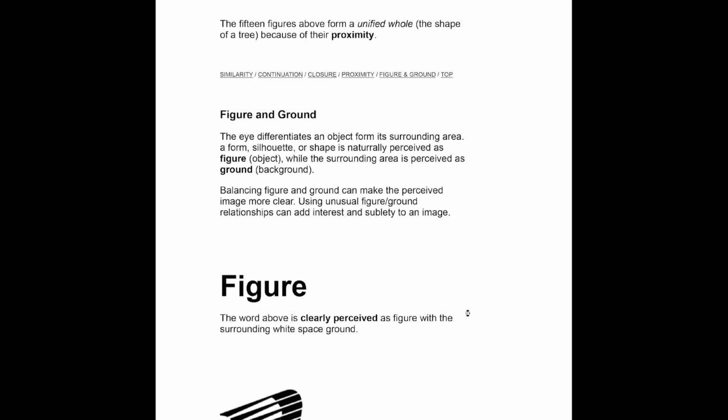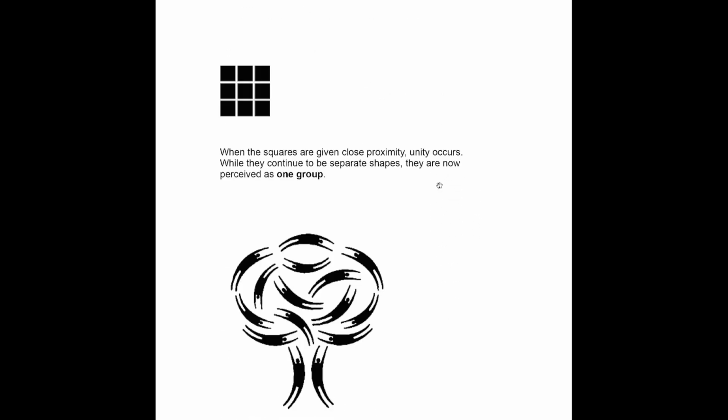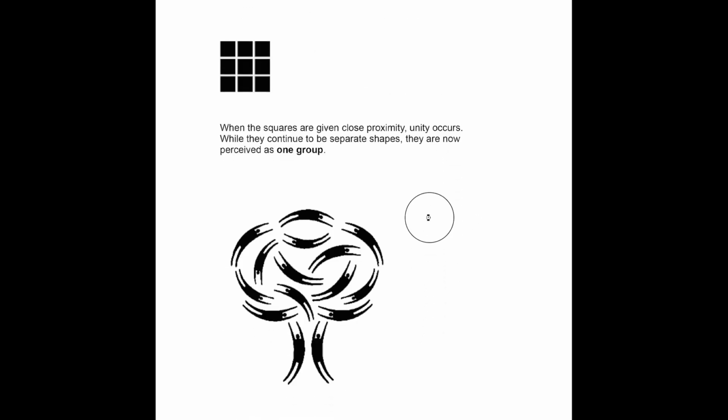Again, for this illustration at the bottom of the page, the 15 figures above form a unified whole. It also forms the shape of a tree because of their proximity.